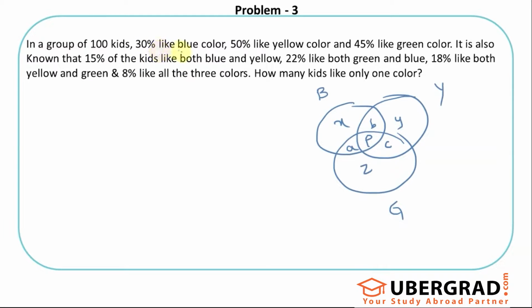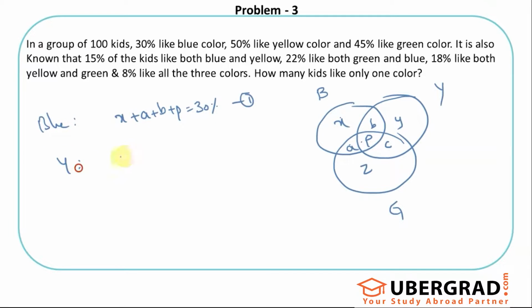30% like blue color. That is people who like only blue, people who like blue and yellow, people who like blue and green, and people who like all three colors. So X plus A plus B plus P is 30%. Right? People who like blue color.